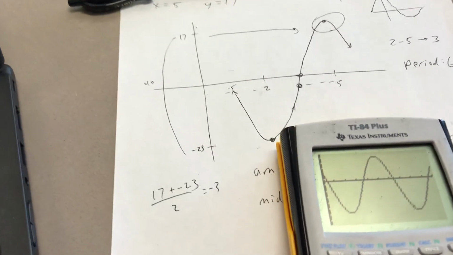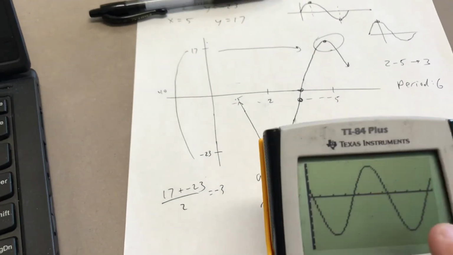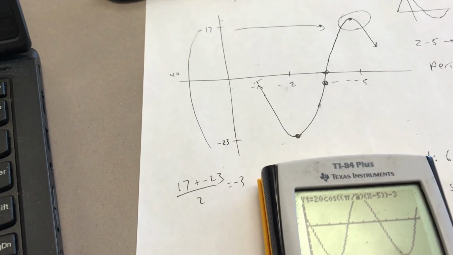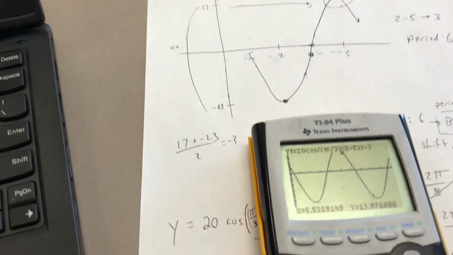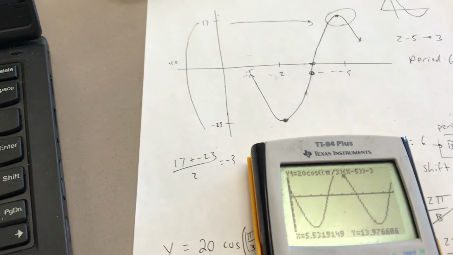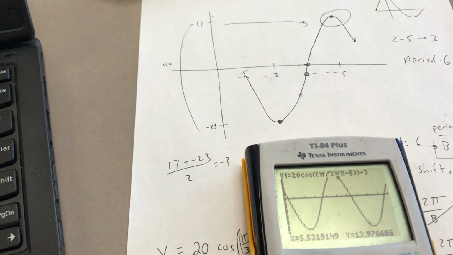And then when we graph it, you can see that looks a whole lot like what it is. And you can trace on it too. If you hit the trace button, you can see that you're close to some of the key points that you were supposed to have. So again, make sure you have the right function. Don't use the wrong function for all the application parts of the problem. Make sure you check it first.